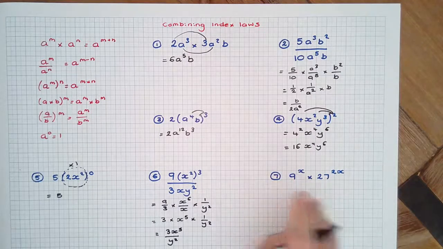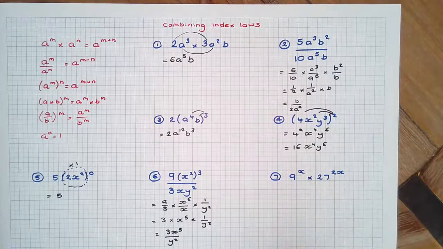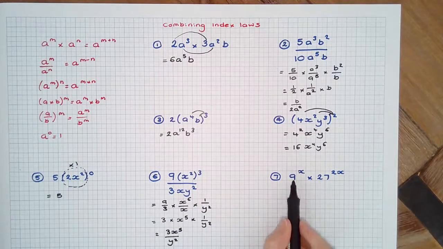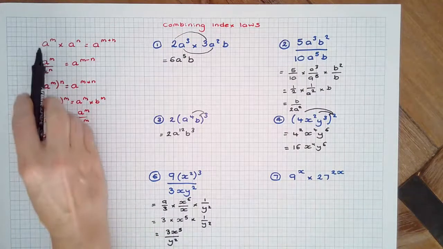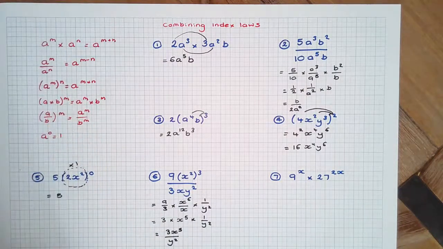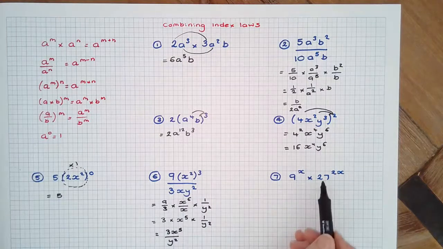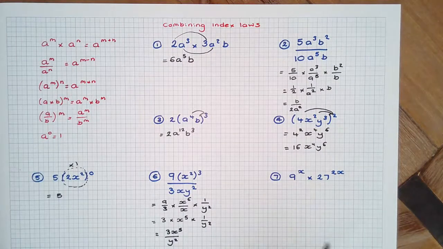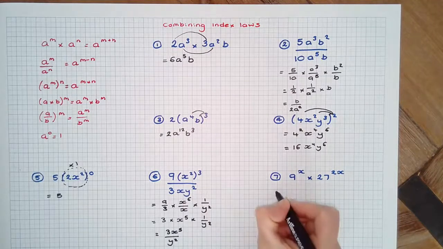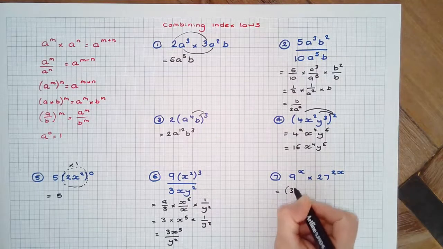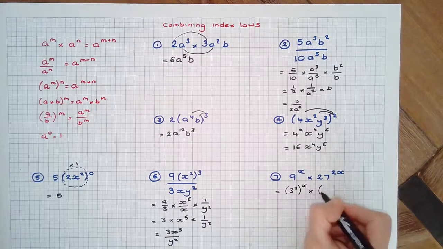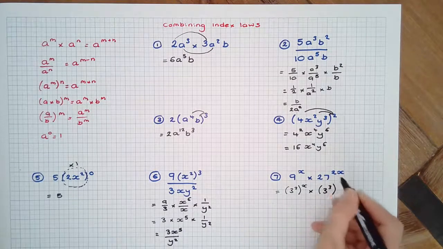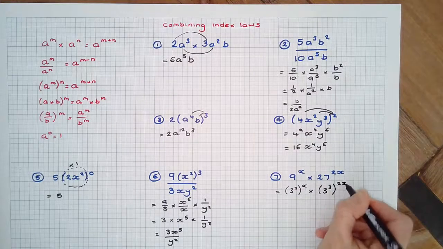Suppose we needed to simplify the expression and express it as a single power, but we're not in the same bases, and our index laws only work when we're working in the same base. But something should be jumping out at you here, 9 and 27. They can be written in the same base. 9 is 3 squared, and here it's to the power of x. And 27 is 3 cubed, and here it's to the power of 2x.